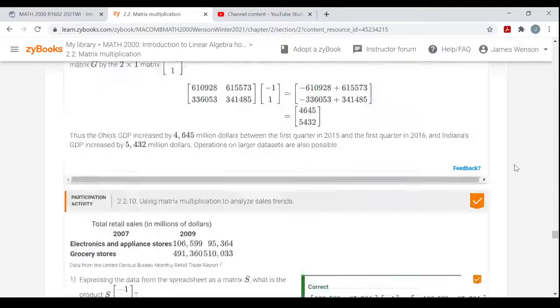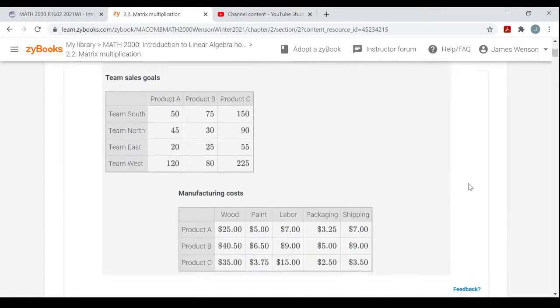All right, sorry to rush through that, but I want to get back to the very top of the section. So, what do these numbers mean? Here I have a 4 by 3 matrix. Here I have a 3 by 5.